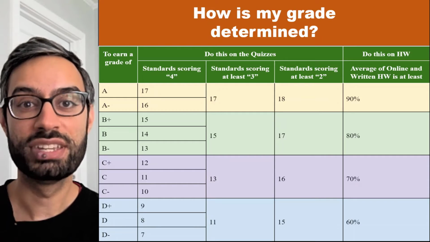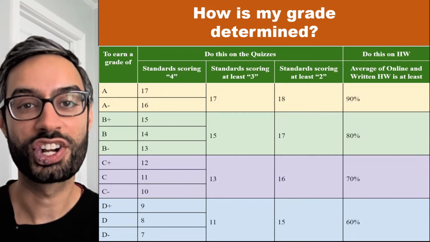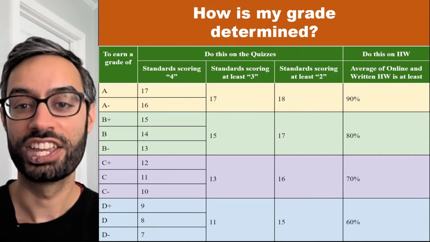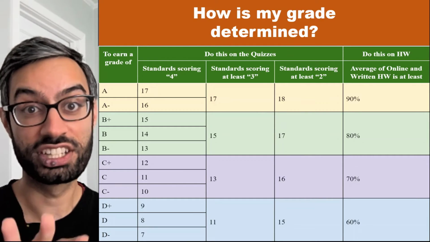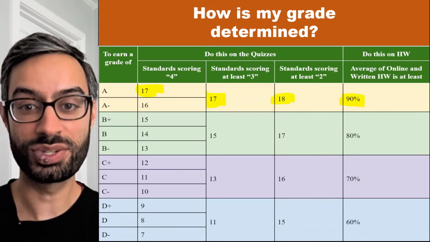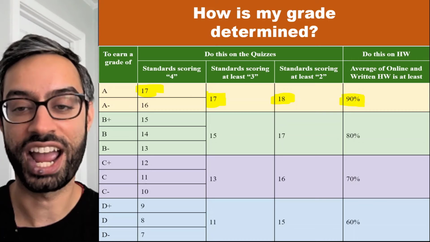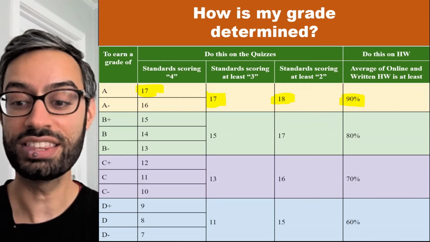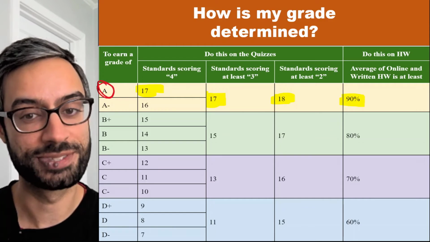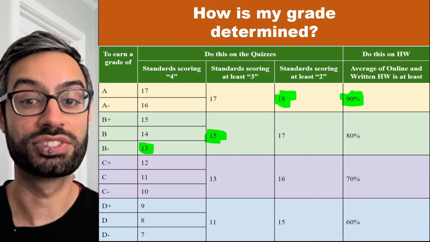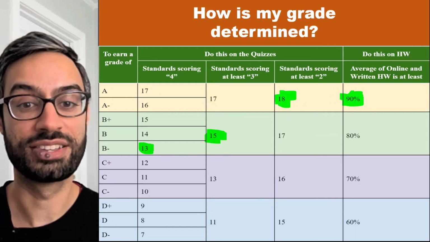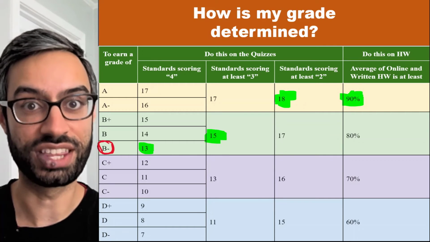Your grade will be determined by your performance on our core standards and on the homeworks according to the following table. You need to do all of the items in a particular row to earn that corresponding grade. For example, if a student did all of these items that are highlighted in yellow, they've done everything that they need to do to earn an A. They've satisfied all of those requirements. As another example, suppose a student did the following instead. This student has met all the requirements for a B-, and that's the grade they would earn.